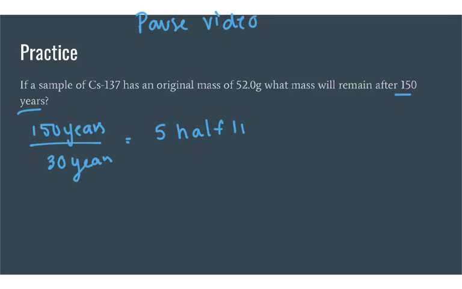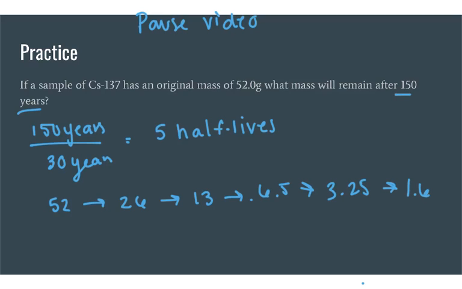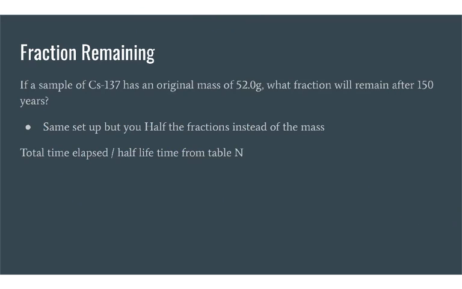So you're going to split 52 grams in half 5 times. So we have 52 goes to 26, 13, 6.5. There we go. 6.5 goes to 3.25, goes to 1.63 grams. So if we count up our half-lives here, we have 1, 2, 3, 4, 5. Okay, pretty straightforward. You're figuring out how many times it has halved, and then you're just dividing that many times in half.